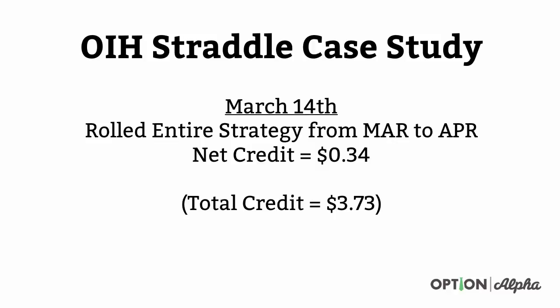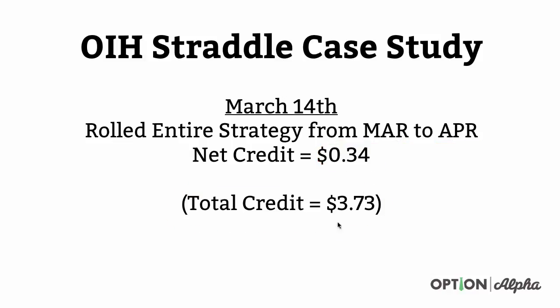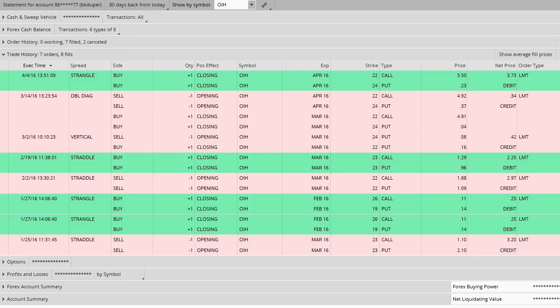So on March 14th, we rolled the entire strategy from March to April. So did the same technique that we've talked about the entire time in this video. Rolled the trade from March to April, kept the same strikes, and increased our credit by net $34. That now brings our total credit to $3.73. And now we've been in this trade for about a month and a half.